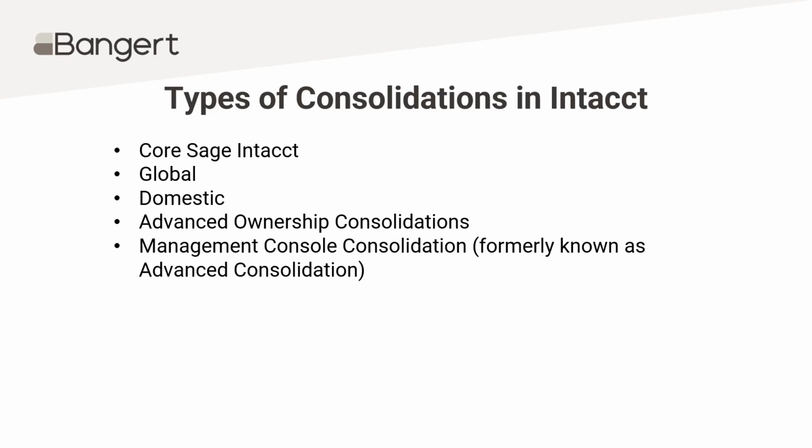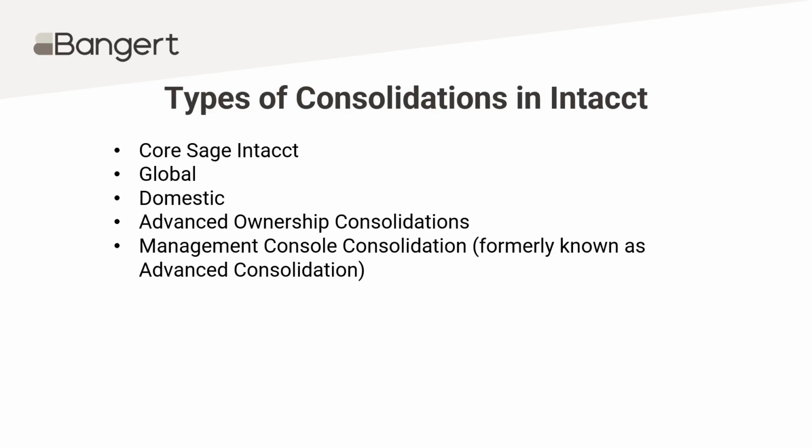So the core consolidation in Intacct that can be used, you can set up multi-entity in an elimination book and create your elimination entries on your own. So let's say you have a few companies and the eliminations are pretty minimal. You can use Sage Intacct on its own without purchasing Global, Domestic, Advanced, or Management Console. However, you don't get automation of elimination entries. With advanced ownership consolidations, you're going to get more features, which I'm going to go into here in a second, that help you consolidate multi-level and various different, more complex consolidations.